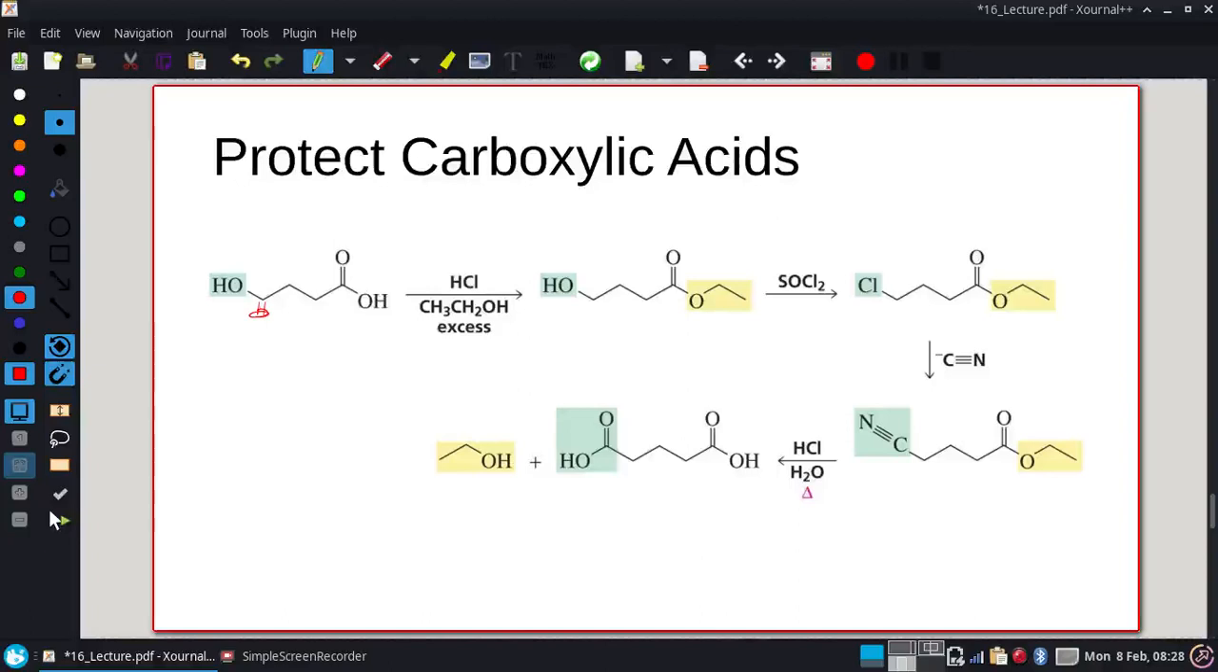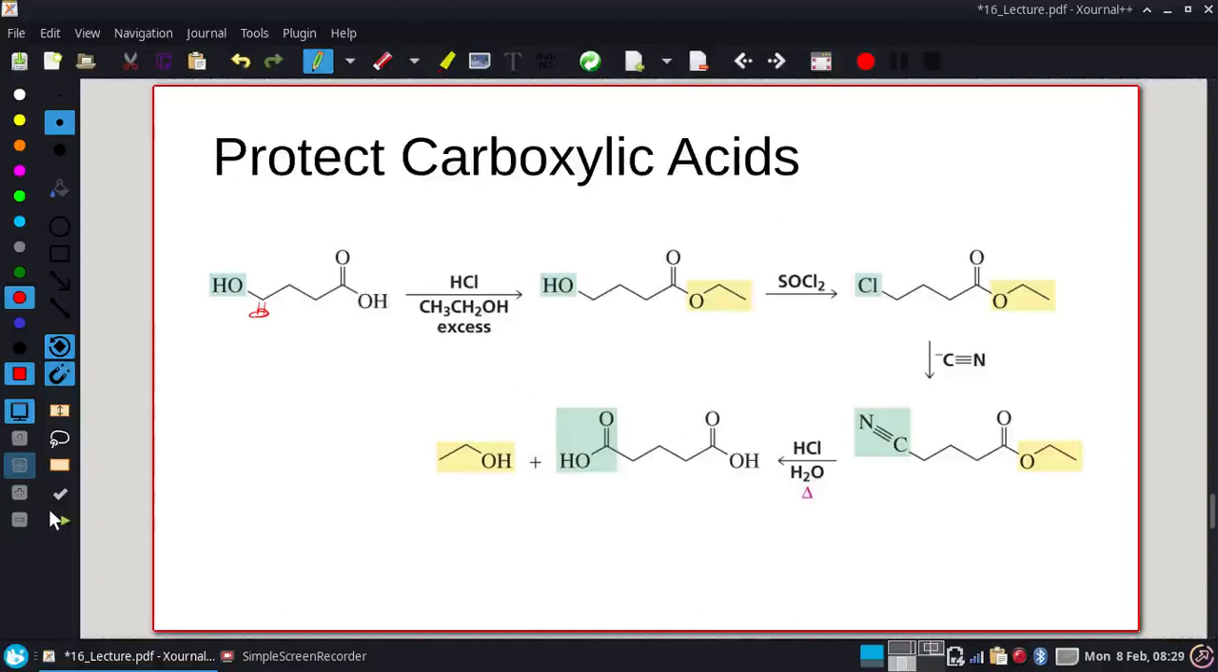So what we're going to do is treat it with an alcohol, turn it into an OR group, and then do a thionyl chloride to it and turn that OH location into a Cl. Had we done that to this, we would have ended up with Cl's on both sides.